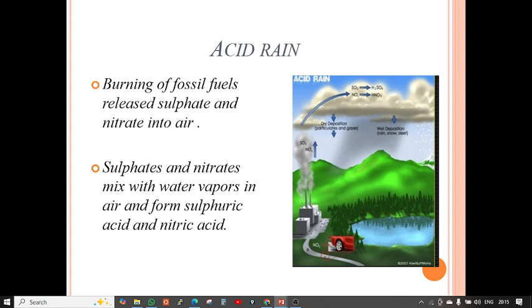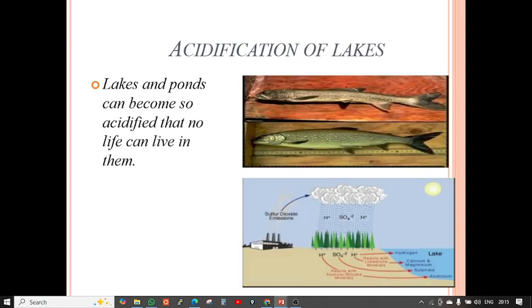Whenever we are burning coal in a power plant, it produces heat, and that heat is utilized to form electric energy. So sulfur dioxide and nitrogen dioxide are the source of acid rain, and the sulfates and nitrates mix with the water vapor in the atmosphere, and sulfuric acid and nitric acid both fall down along with the rain. This is called acid rain.